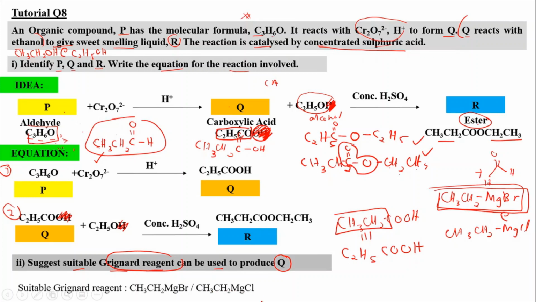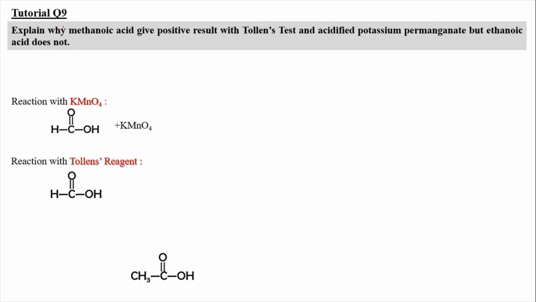Okay, so for tutorial question 9, we have to explain why methanoic acid gives a positive result with Tollens' test and acidified potassium permanganate, but ethanoic acid does not. So as you know, methanoic acid has a structure of C double bond O, OH with a hydrogen. So it only has one carbon. So this is the structure of methanoic acid. So methanoic acid will have aldehyde properties.